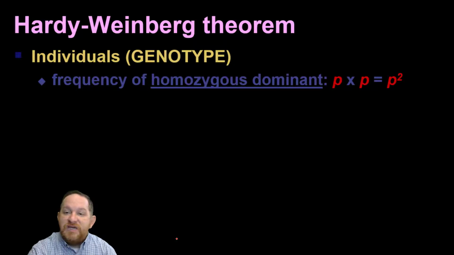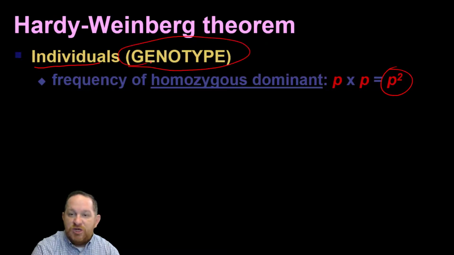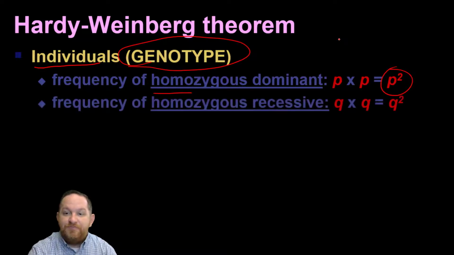The frequency of homozygous dominant individuals is p squared. So if you think about it, in terms of individuals, now we're talking about their genotype. In the last example, we were talking about alleles. What's the frequency of an allele? In this example, we're talking about what's the frequency of a certain genotype. In this case, homozygous dominant. That's going to be represented by p squared.